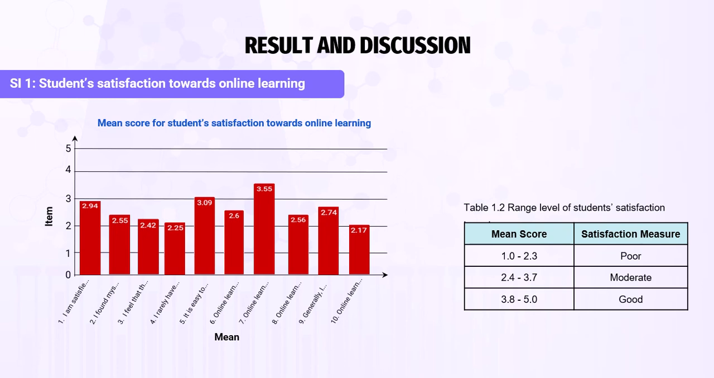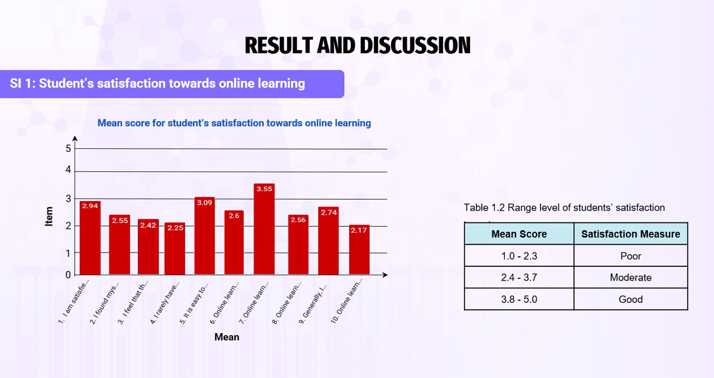For item 5, the mean score is 3.09, which is moderate satisfaction. The reason is that most of the students had a neutral opinion when asked whether it is easy to ask a question during online learning. Next, the mean score for item 6 is 2.6, which is moderate, because many students think that online learning is more expensive than classroom learning, while others had a neutral opinion, and some think that online learning is less expensive than classroom learning.